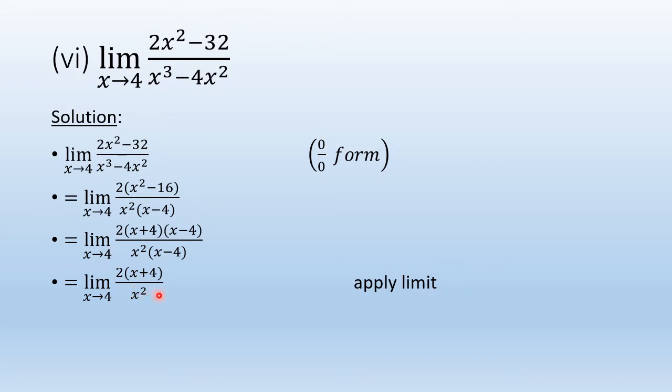Now we can apply the limit, and we get 2 into (4 + 4) divided by 4², just a 4 here and a 4 here. Okay, and we get 4 plus 4, 8, 8 twos are 16, 16 by 16. The result is 1, which is the answer.